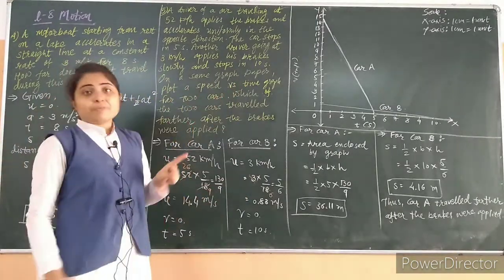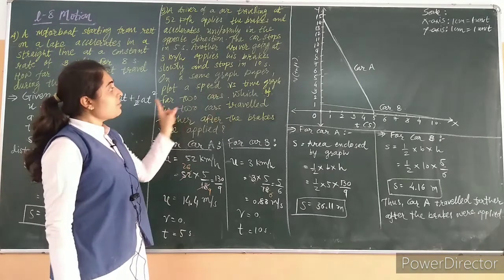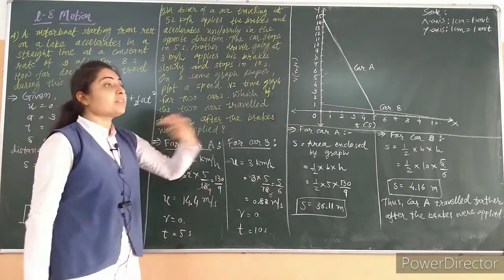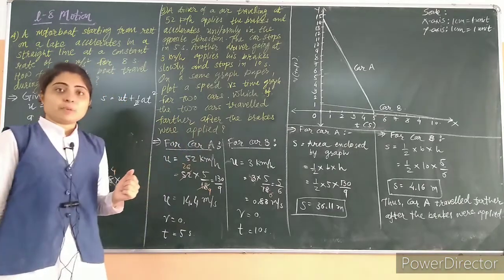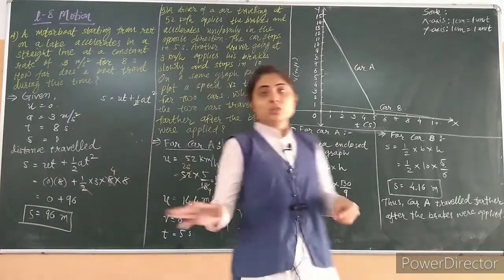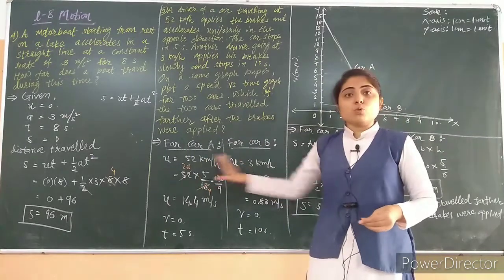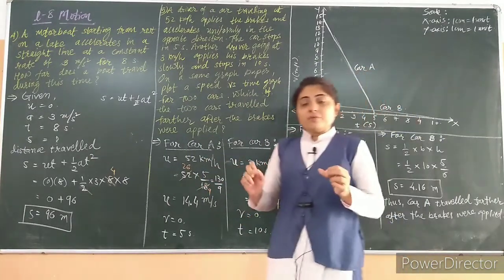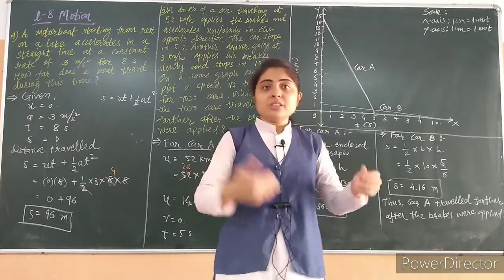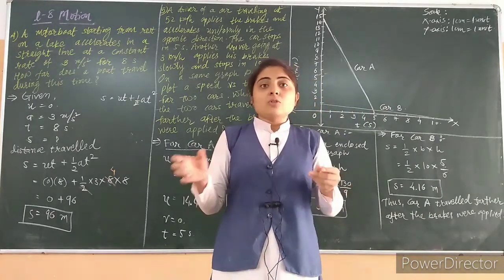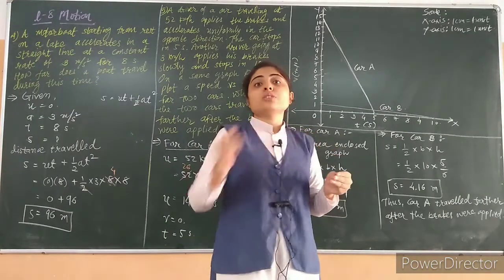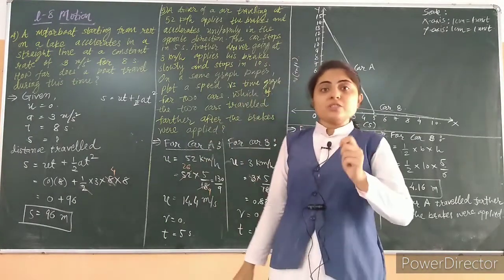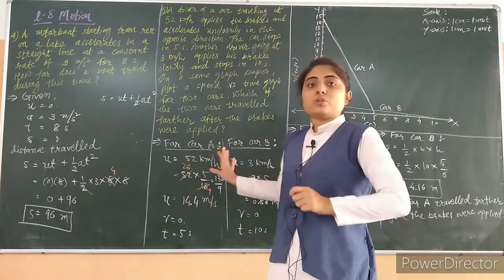On the same graph paper, plot a speed versus time graph for the two cars, and say which of the two cars traveled farther after the brakes were applied. So we need to draw the graph of the motion of these two cars. And we have to find the distance traveled after the brakes are applied. Which car has traveled more distance after the brakes are applied? So we need to find the distance, but first we need to draw the graph of the motion.